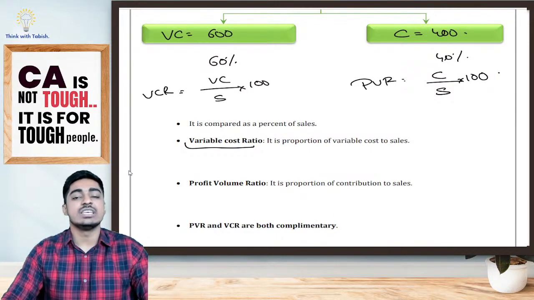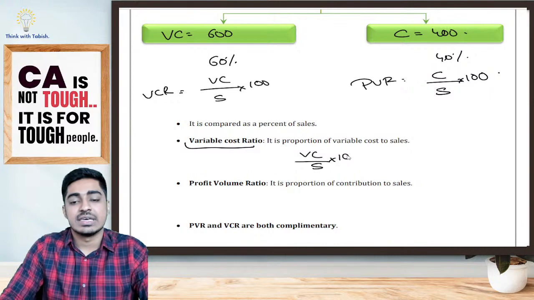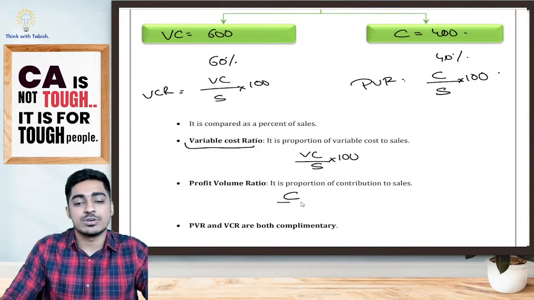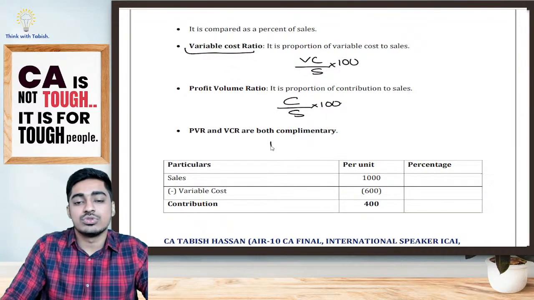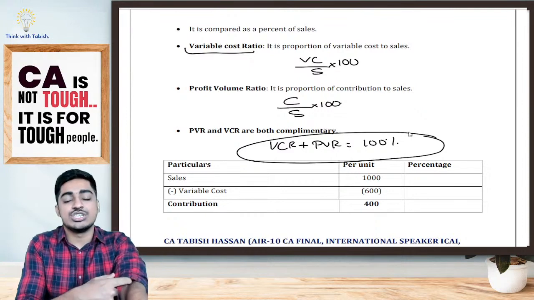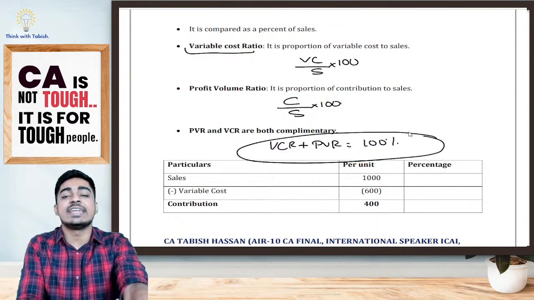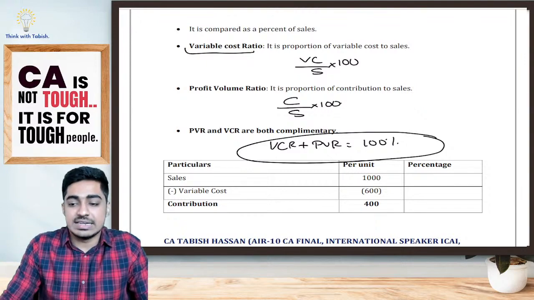Variable cost ratio is the proportion of variable cost to sales, and PV ratio is the proportion of contribution to sales. Both of them are complementary. That is, the total of variable cost ratio plus PV ratio will always be equal to 100%. So if I know my variable cost ratio is 70%, I can directly tell that my PV ratio is 30%. Is it clear, students?